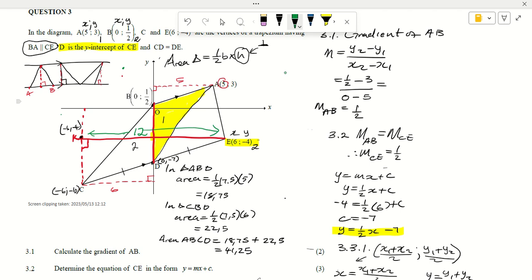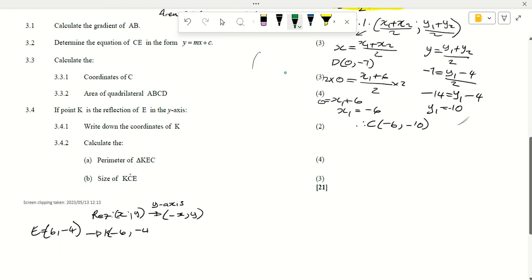And then moving from K to C, we've moved vertically from -4 to -10. So that would be 6 units. And now we need to find this side, and of which now we know we have a right angled triangle.